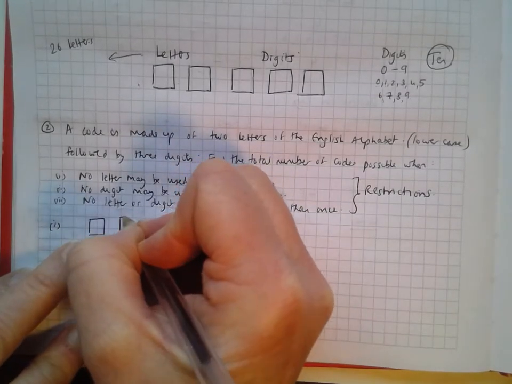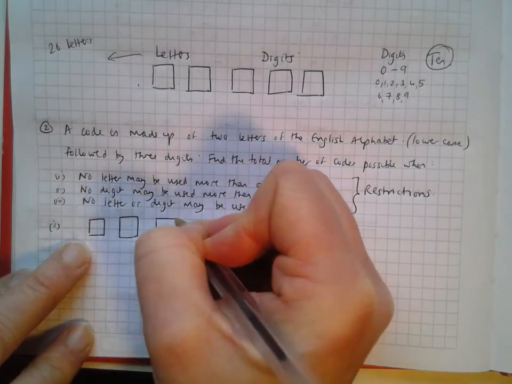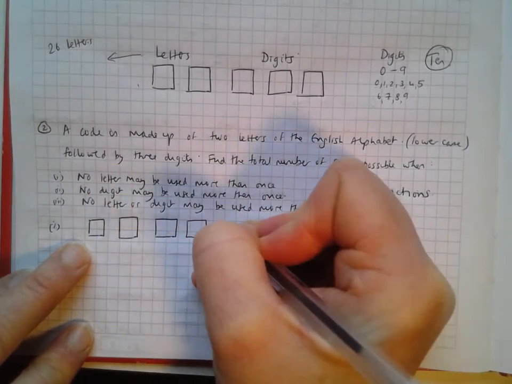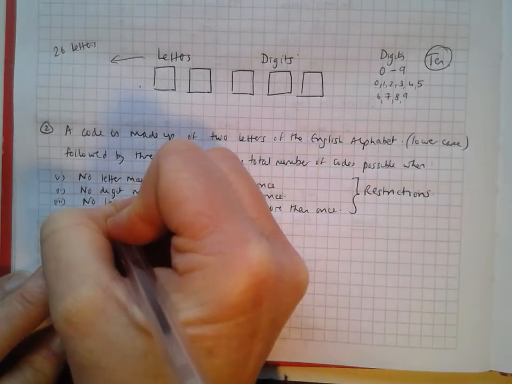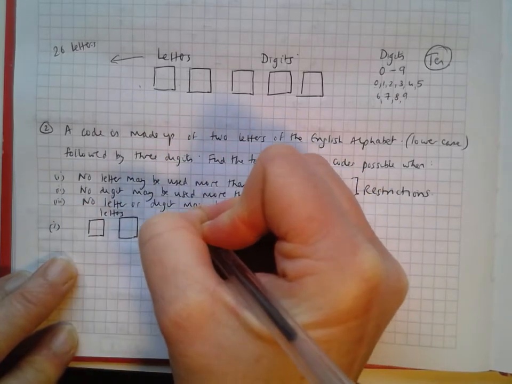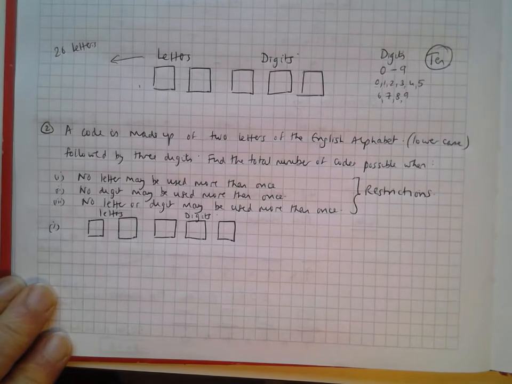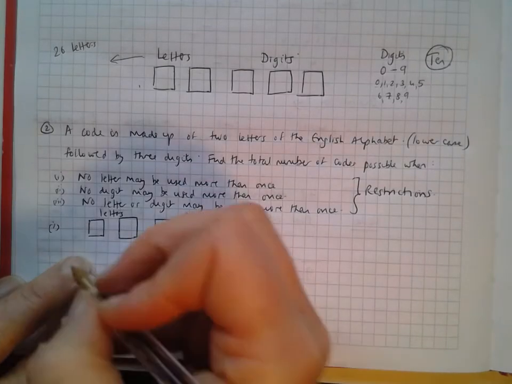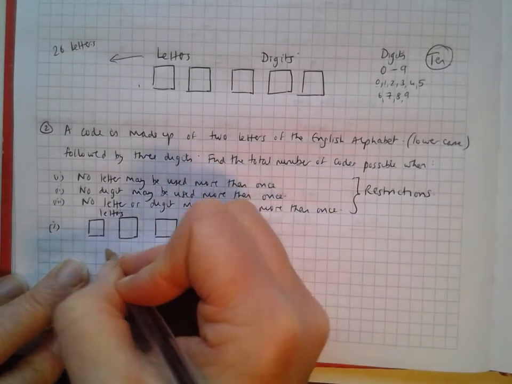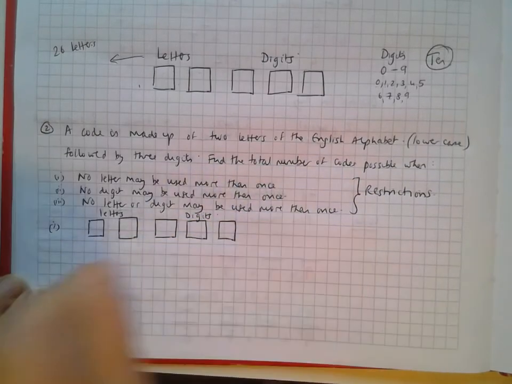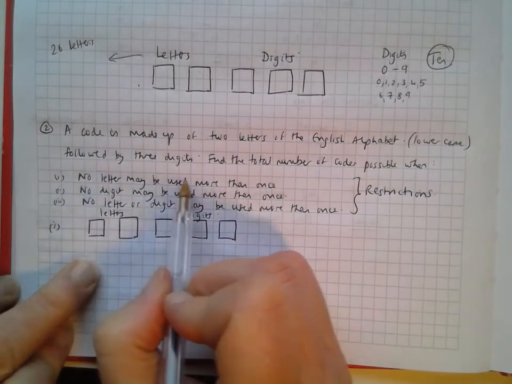So we've got our letters and we've got our digits. So let's just write that again above them. This is our letters and this is our digits. Now, the fundamental principle of counting says I'm going to multiply. So I'm going to multiply all these numbers together, even though some are letters and some are digits. So no letter may be used more than once.